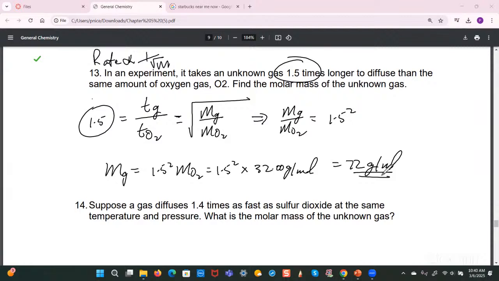All right? You're solving for the molar mass of the unknown gas. Any other questions about this? Any other questions? Let's look at number 14. One second. Oh, sorry.